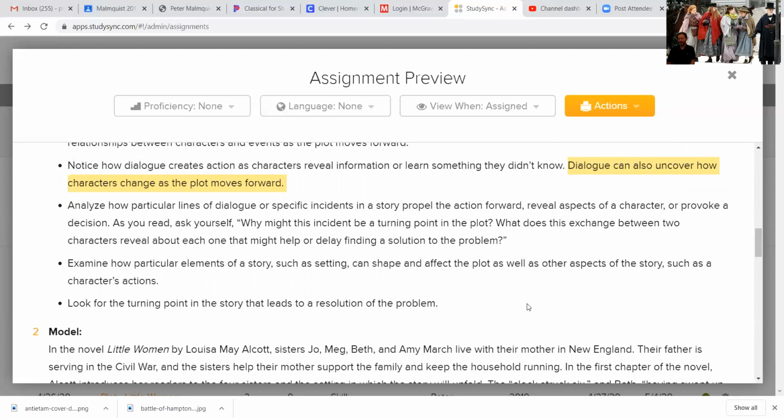Also, the incidents. Why might this incident be a turning point in the plot? So again, with the stabbing, that stabbing was a huge turning point in the plot. Everything had to change after that time. So those are those big events where something happens and everything changes in the story, okay?